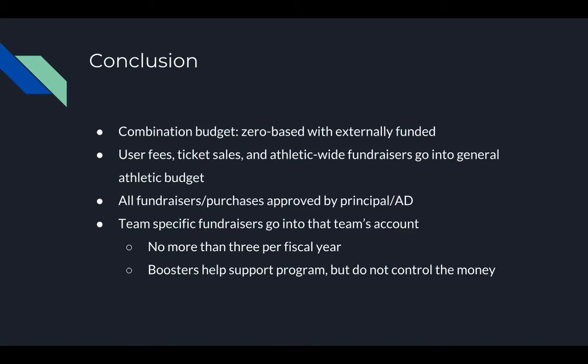So in conclusion, the combination budget with a zero-based and externally funded approach would be the fiscal plan for the school. The user fees, ticket sales, and athletic-wide fundraisers go into the general athletic budget so that the money is split pretty evenly between programs, as they can request items as they would like prior to May 15th. All fundraiser purchases must be approved by the principal and athletic director, which is something that isn't always happening right now. And this would be the biggest change: the team-specific fundraisers go directly into that team's account that is managed by the athletic director and his secretary.